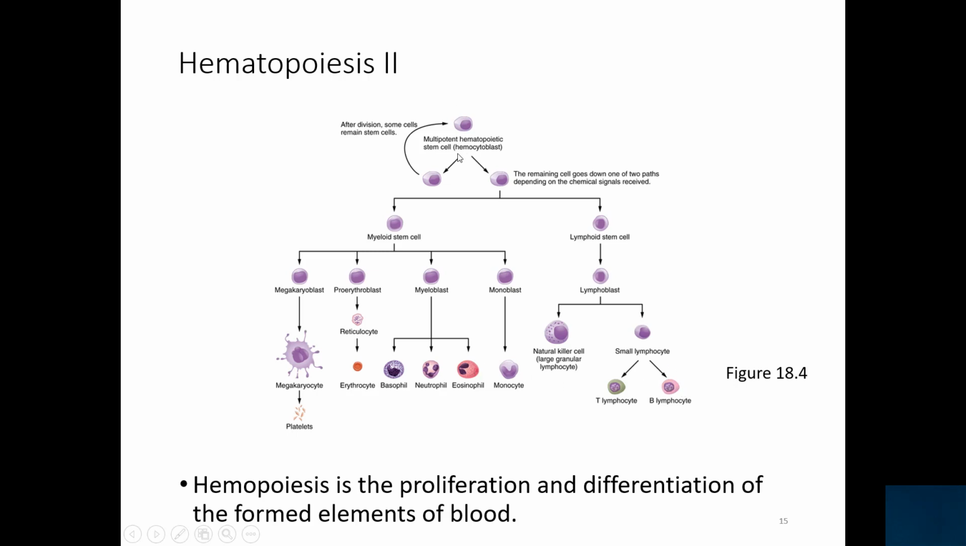For example, originally, stem cells differentiate into myeloid and lymphoid stem cells. Lymphoid stem cells later can become different types of lymphocytes. All other blood cells originate from myeloid stem cells. This would be red blood cells, erythrocytes, platelets, and all other types of white blood cells: basophils, neutrophils, eosinophils, monocytes. All of them are types of white blood cells, leukocytes, except lymphocytes.